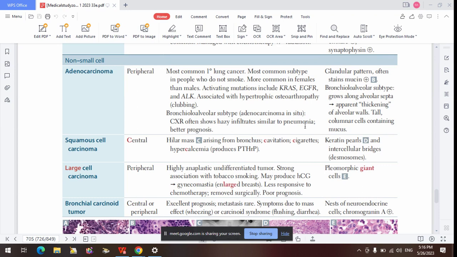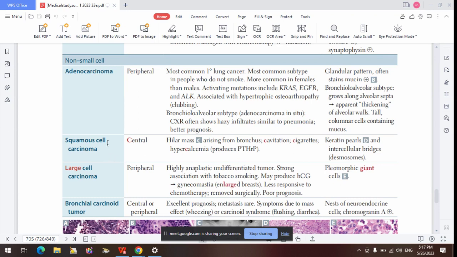So you cannot call them adenocarcinoma. When you see cells showing dysplastic features, a prominent nucleolus compared to the cytoplasm, abnormal shape of the cell, abnormal polarity, and they've not breached the basement membrane, that's adenoma in situ. And you are seeing tall columnar cells that are secreting mucus. You are thinking of a bronchoalveolar subtype of adenocarcinoma.